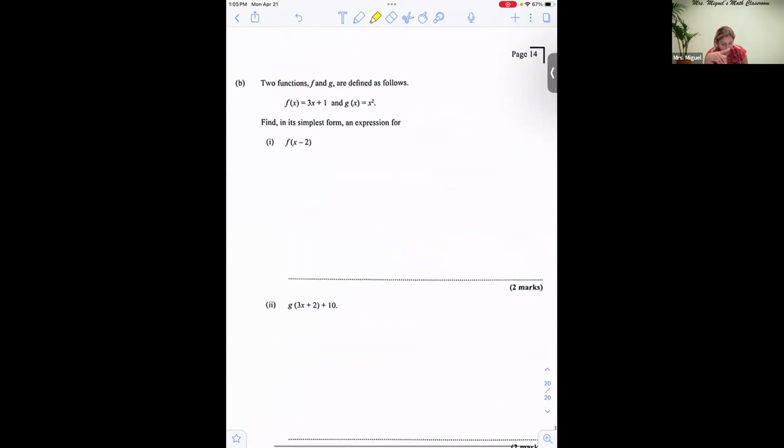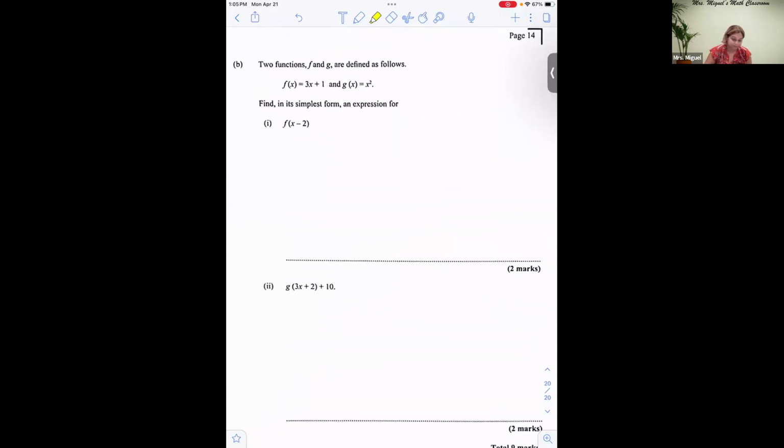This is taken from 2024, May, June. So remember, you are going to take the function and replace it with x minus 2. So wherever you see x, you're going to replace it with x minus 2.